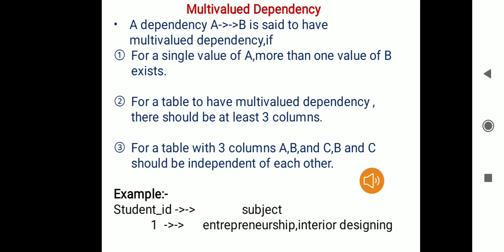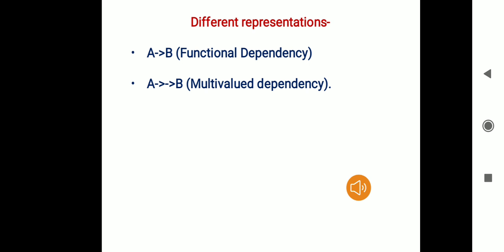Now consider the example in this slide. The attribute student ID determines the attribute subject. When this happens, the attribute student ID with value 1 corresponds to two different subjects, which are entrepreneurship and interior designing. Such cases give rise to multivalued dependency. Multivalued dependency is represented by two pointed arrows.